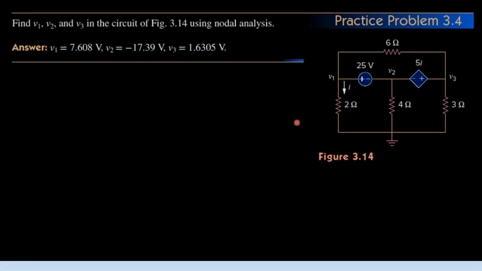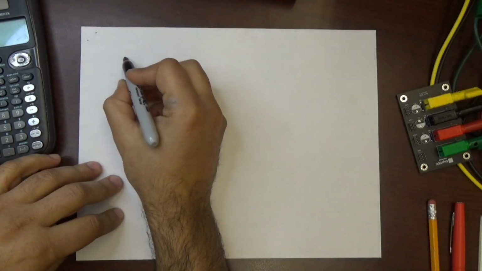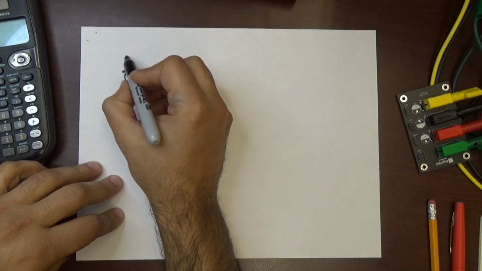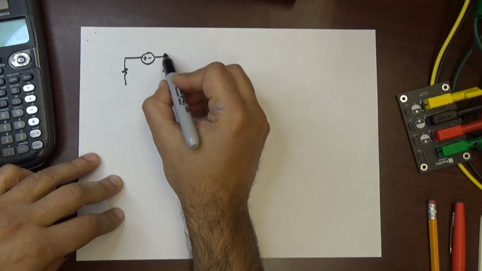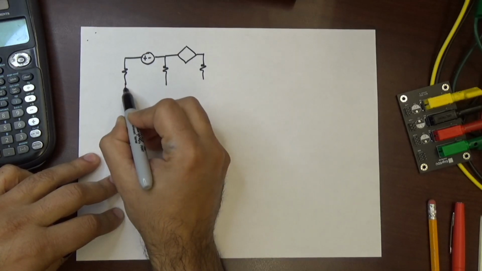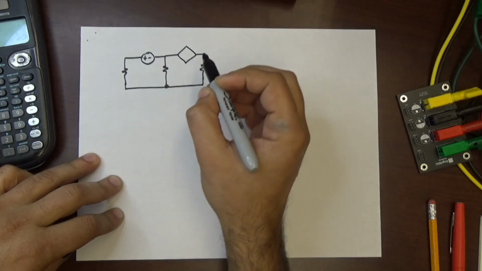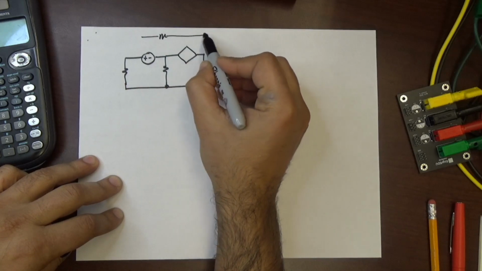Our last exercise is another problem where we have now two supernodes. One is an independent voltage source, another one is a dependent voltage source. And let's see how to solve this exercise. All right, I'm going to redraw the circuit. I know that this might seem a little bit tedious, but sometimes it actually helps a lot by drawing the circuit in a way that you understand what's going on. And it allows you also to put information that you know about the circuit. All right.